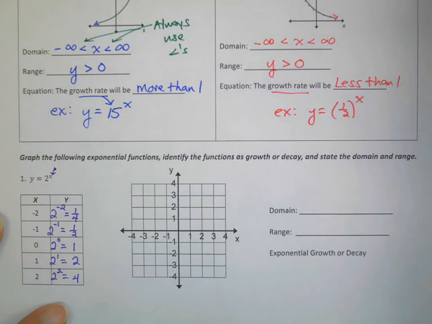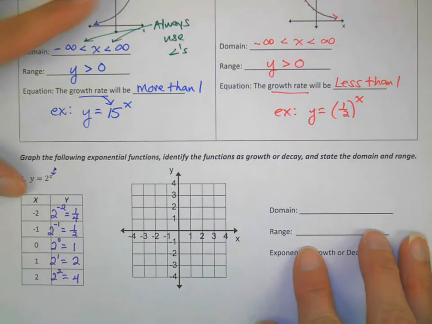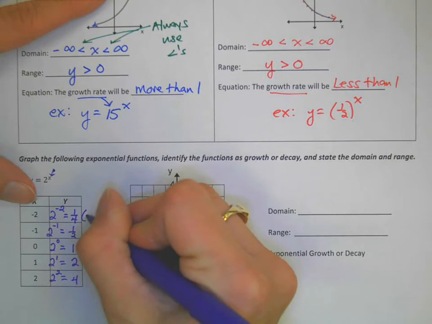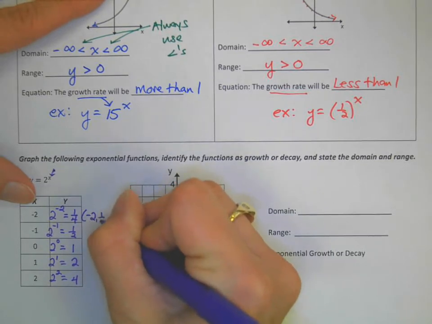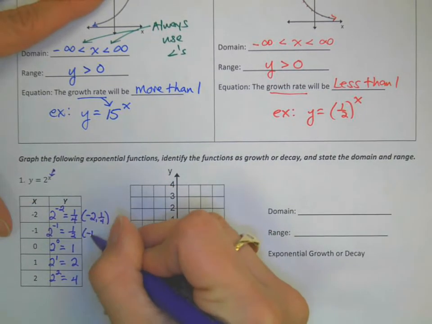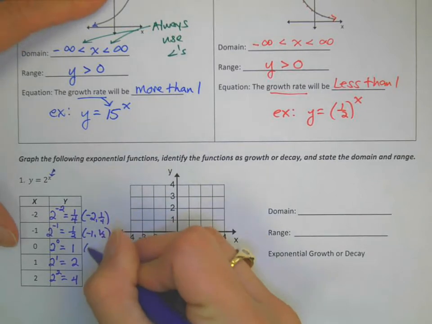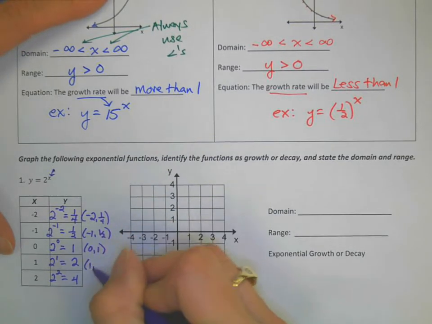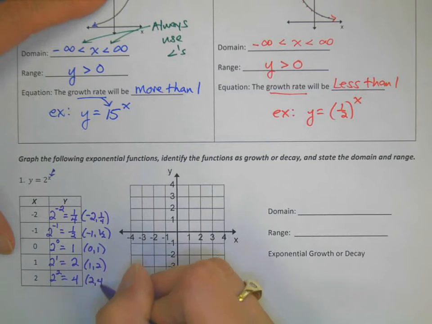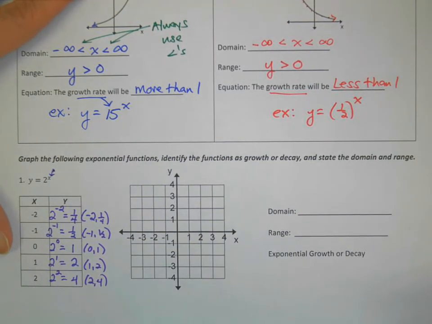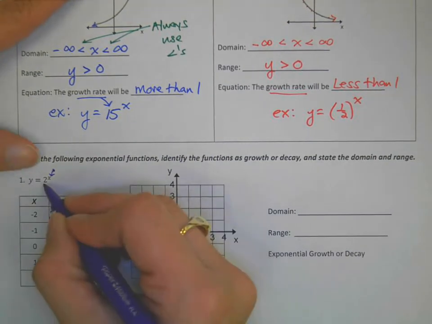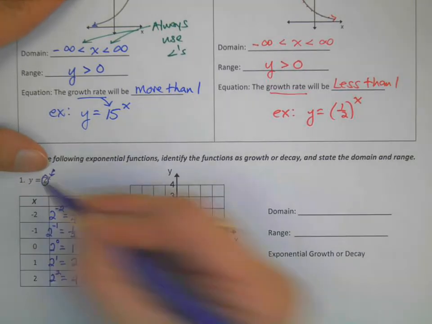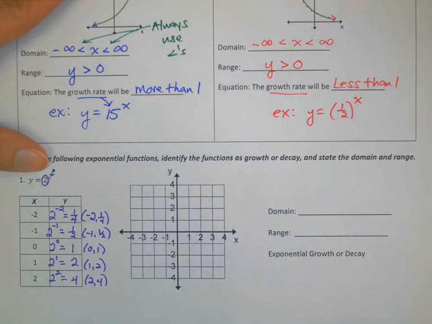All right, let's go ahead and graph this on our graph paper. So the points that we're graphing, -2, 1/4, -1, a half, 0, 1. We're going to graph all of these points, and we're going to see what shape we get. Does anybody know if this is going to be growth or decay? I don't know. Let's go find out.